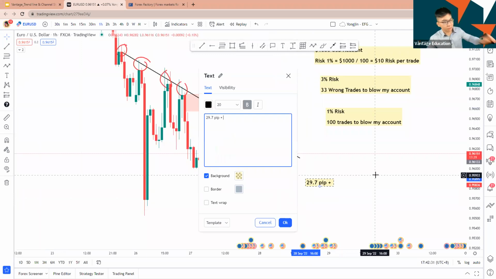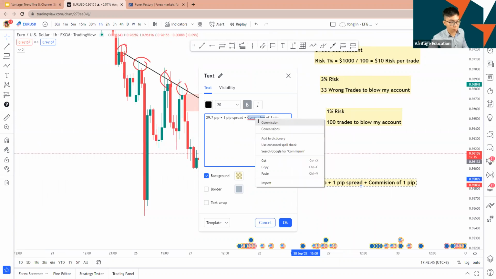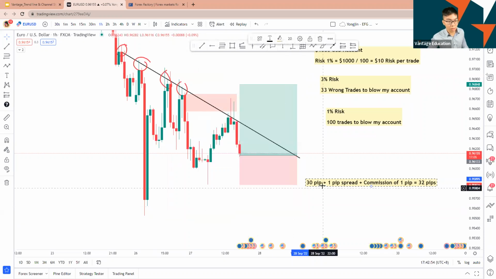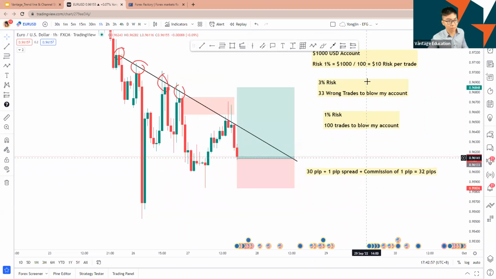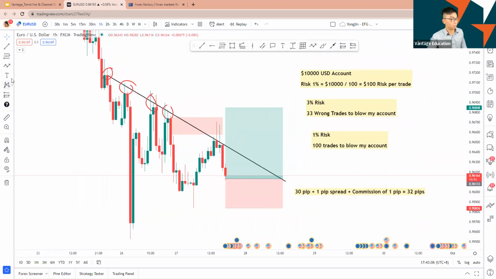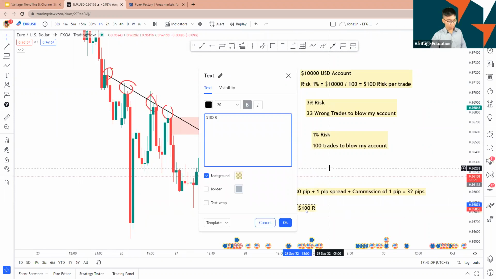Let's say euro dollar has relatively low spread, so we can maybe choose 1 pip spread plus the commission of 1 pip. So this adds up to, I'll round 29.7 to 30, so it equals 32 pips. So how do we find the lot size for this? Okay, maybe a $10,000 account, easier to calculate. So we have $100 risk per trade. So we get $100 risk divided by 32 pips.